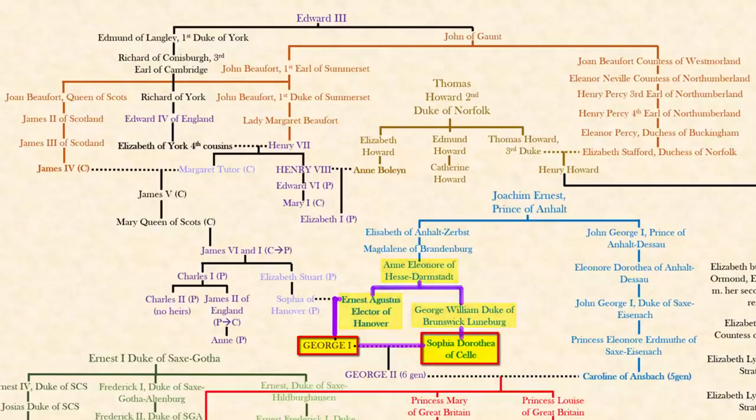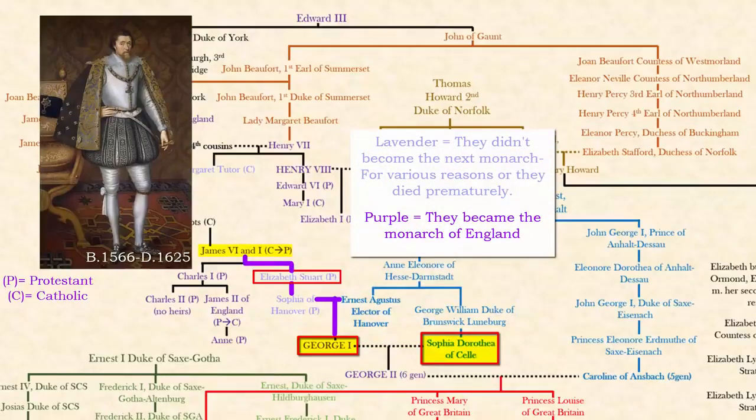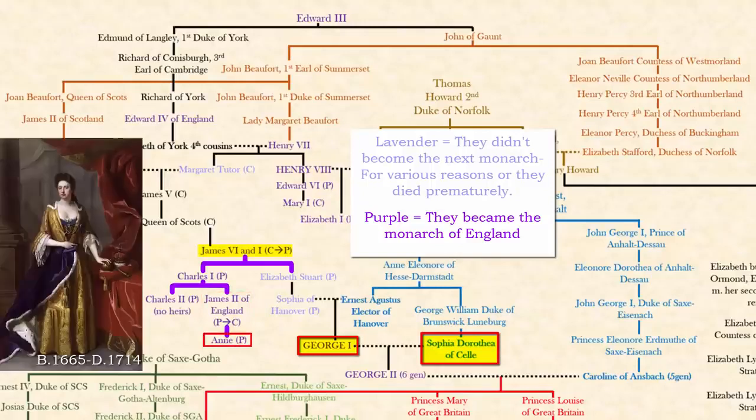George got the English throne because his mother's mom was Elizabeth Stuart, the daughter to King James VI of Scotland and First of England. Through Elizabeth Stuart's brother Charles, his son was James II of the Glorious Revolution, and his daughter was the famous Queen Anne. The Glorious Revolution overthrew the Catholic James II and replaced the crown with his Protestant daughters Mary and then Anne.